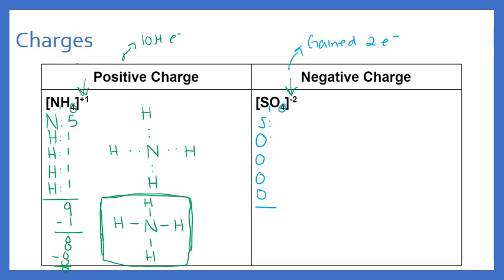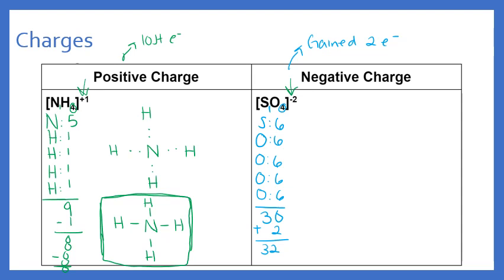We count valence electrons. Sulfur has 6 valence electrons, and so do all the oxygens. 6, 6, 6, 6, 6. So it's 1, 2, 3, 4, 5. 6 times 5 is 30. We have gained 2 electrons, so we add the 2. So we have 32 electrons to use.